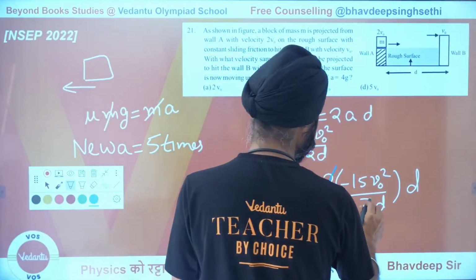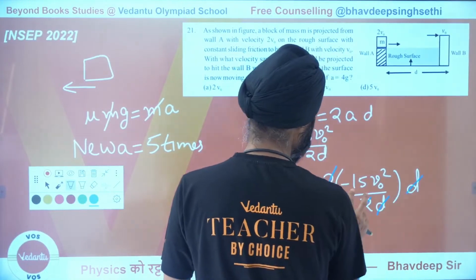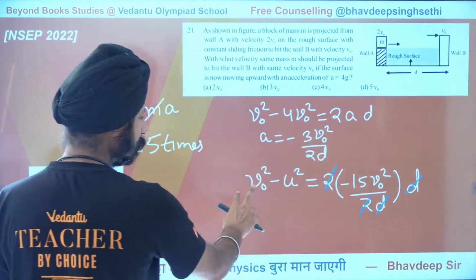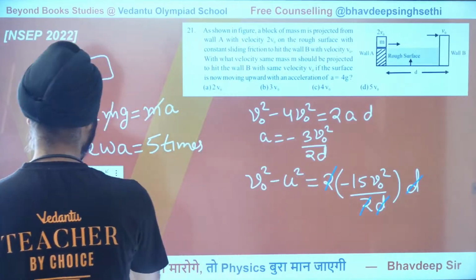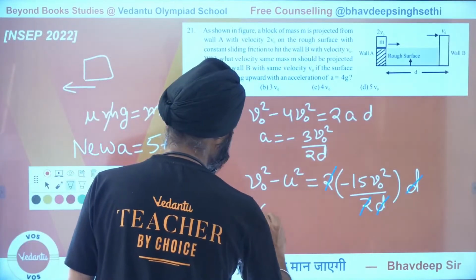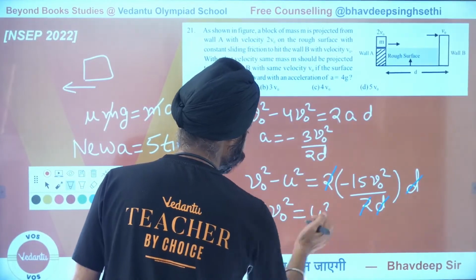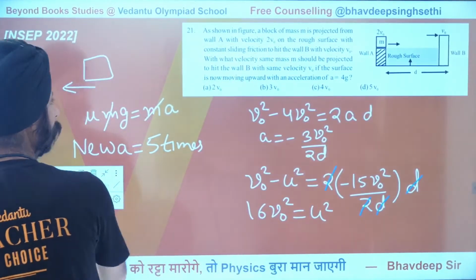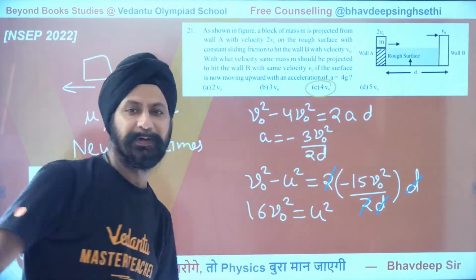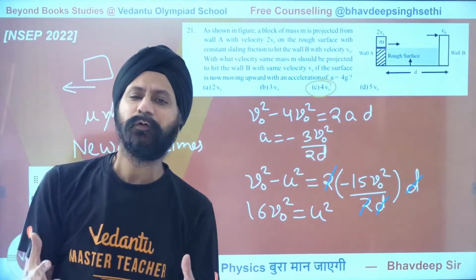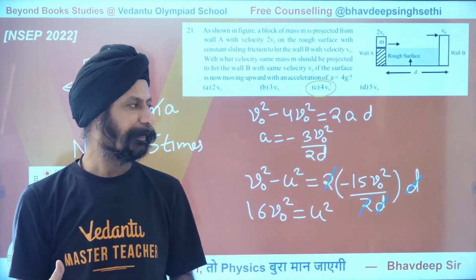So let's cross out things here. 2 crosses out here, d crosses out here. So this negative 15 v naught square comes here and becomes positive. So this is 16 v naught square is equal to u square. So u is 4 times the original velocity. That is your answer.